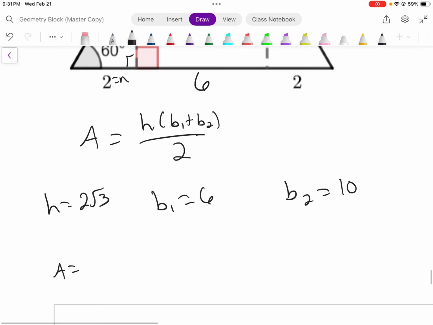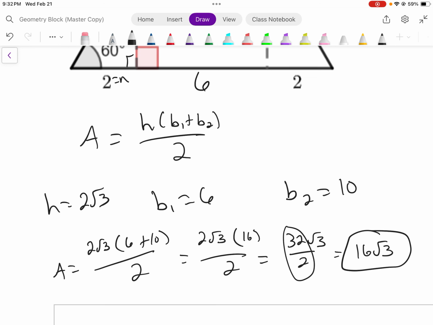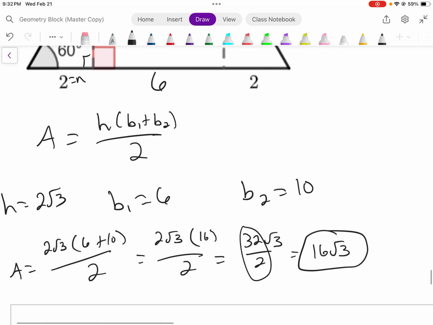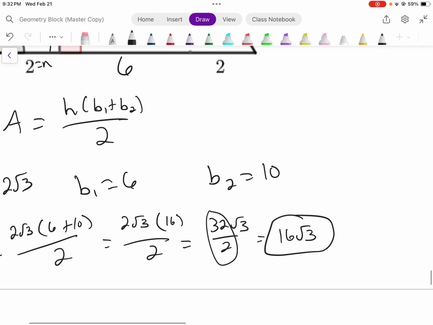Okay, and again, at this point, then we plug it in. 2 square root 3 times that 6 plus 10 over 2. 2 root 3 times 16 over 2, 32 square root 3 over 2, which would give us 16 square root of 3. Again, those are things you got to be able to do. Okay, I can't take extra time. You got to be able to do operations with radicals. Okay, so that would be my area. Oh, and let's go ahead, we'll do square units.